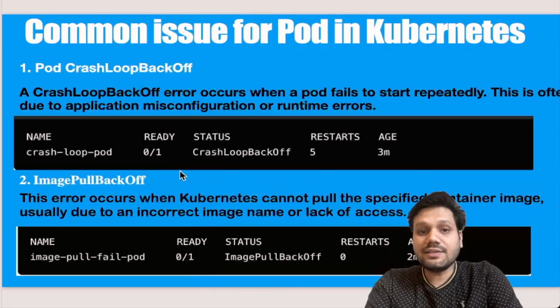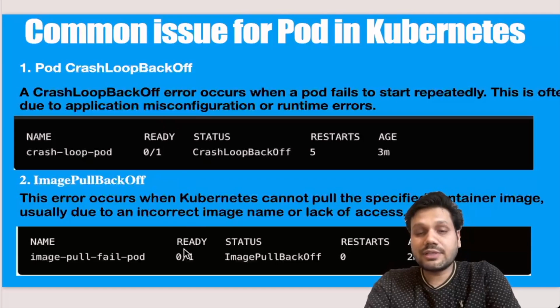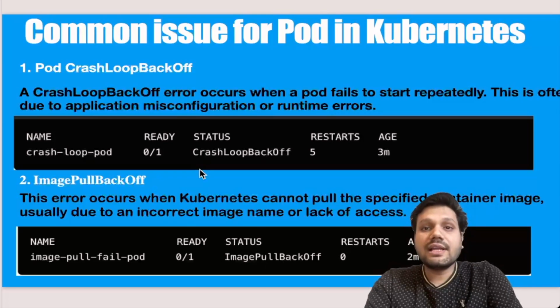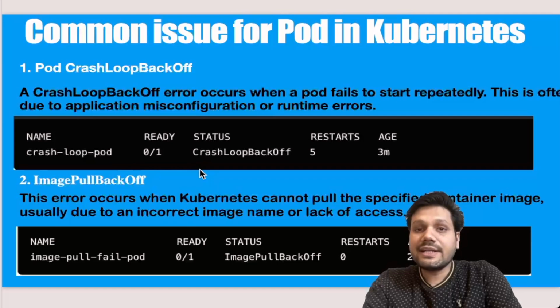As you can see here, the ready status which was showing earlier in CrashLoopBackOff is also showing 0 by 1 here. So the pod itself is not ready, that's why it's showing 0 by 1, and the status is showing as ImagePullBackOff. Now let's proceed and see our next issues.